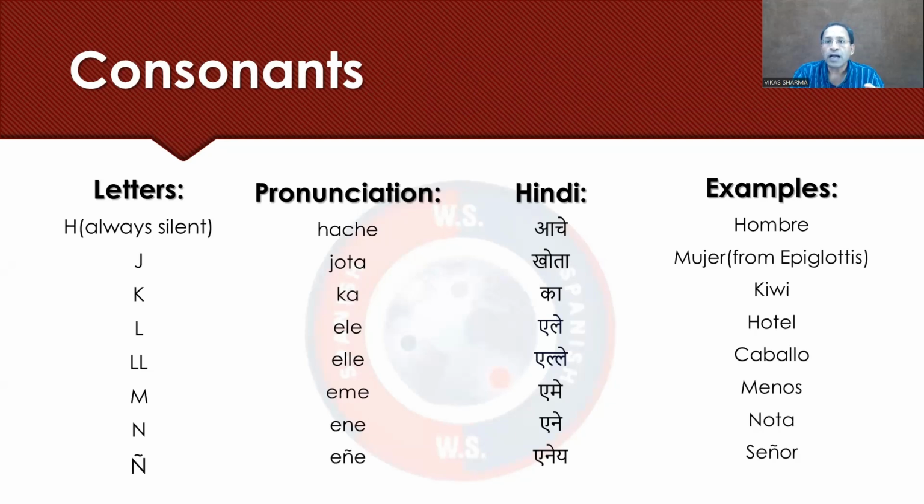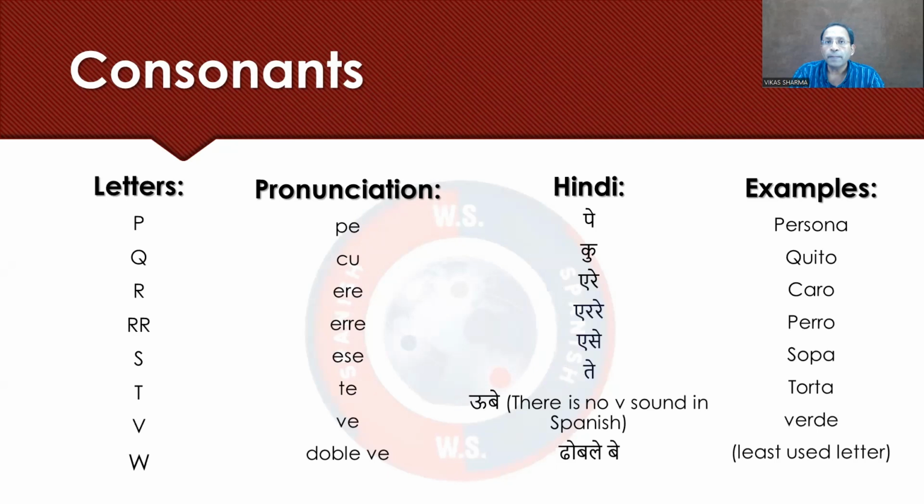Mujer. Ka, kiwi. L, hotel. L, caballo. M, minos. N, nota. N with the twist. Señor. P, persona. Q, cuto. R, carro. R, perro. Elongated R.